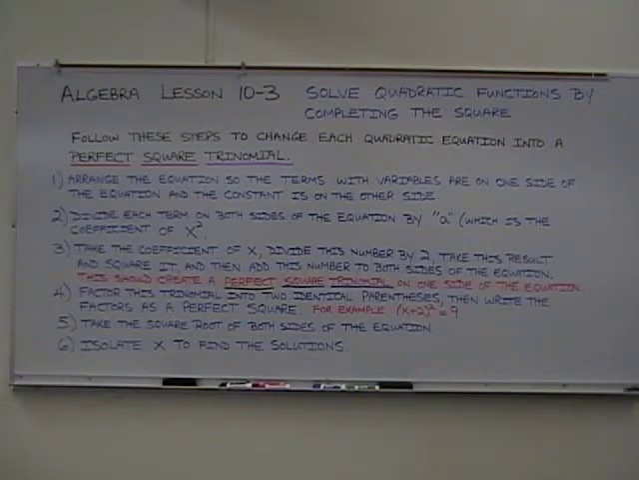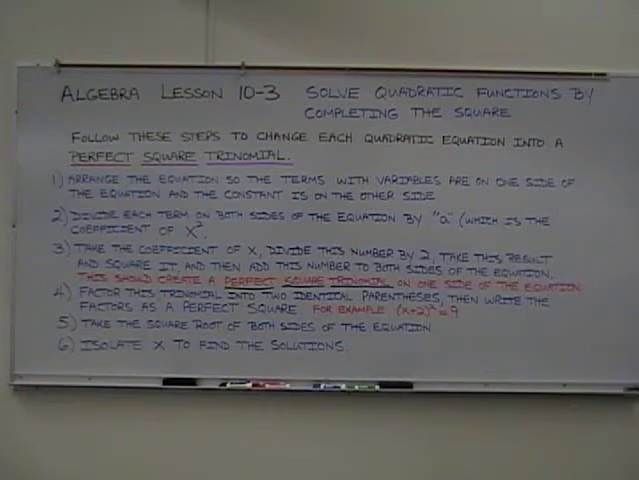Now before we do that, let's take a look at yesterday's notes. You notice that when we have to complete the square, we have 6 procedures we have to carry out. So look them over again. Number 1, first we have to arrange the equation so the terms with the variables are on one side of the equation and the constant is on the other side. Second, we have to divide each term on both sides of the equation by a. And you remember, a is the coefficient of x squared.